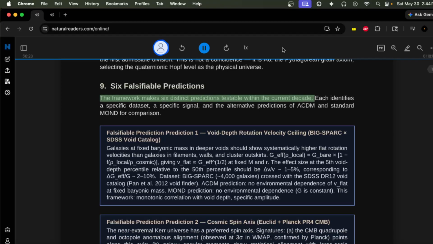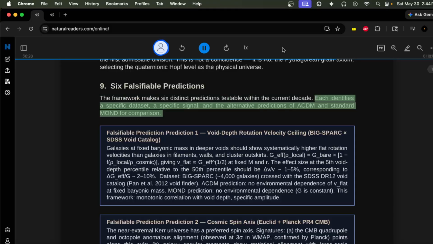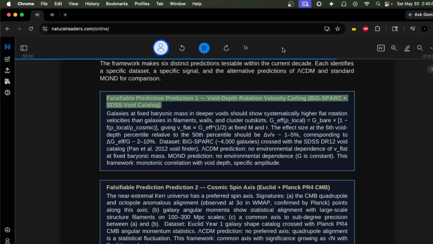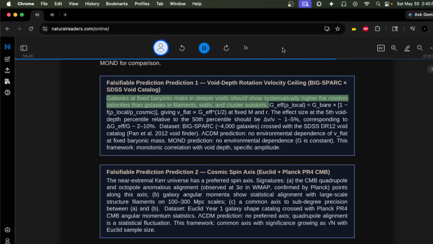The framework makes 6 distinct predictions testable within the current decade. Each identifies a specific dataset, a specific signal, and the alternative predictions of lambda CDM and standard MOND for comparison. Falsifiable prediction 1: void depth rotation velocity ceiling.